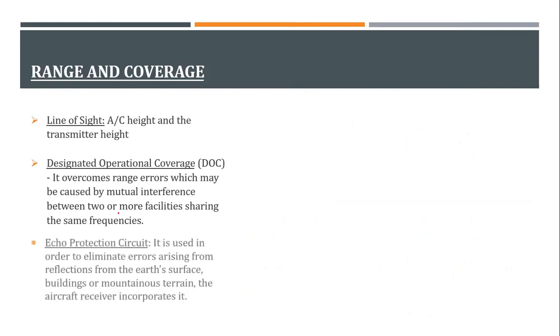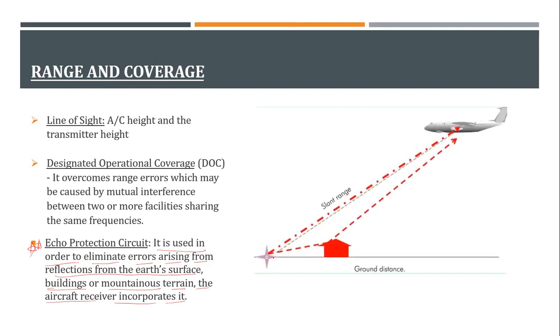Okay. Finally, we have the echo protection circuit. This is important. What is this? It is used in order to eliminate errors arising from reflection from the Earth's surface, buildings, mountains, terrain. The aircraft receiver incorporates it. Basically, if there's a building, the signal will still go to the aircraft, but it will be a little different. So there's an echo protection circuit, just like a site error, it is removed. How it works is a different issue. You should just realize that in the DME, we have an echo protection circuit as well.